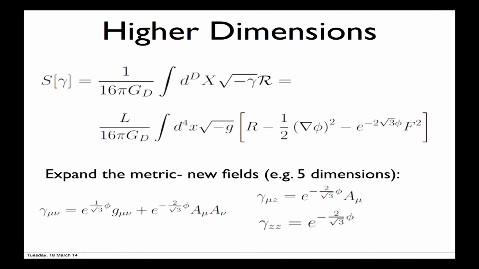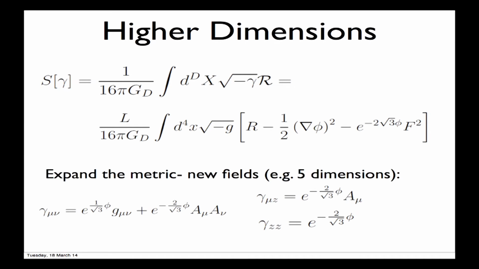Right, higher dimensions. Well, you know, we've been there and done that, right? So the idea is that suppose you look at theory in d dimensions, and you decide to reduce it to a 4-dimensional theory plus stuff. Suppose we have a 5-dimensional theory, a la Kaluza-Klein, and we reduce it to a 4-dimensional theory plus stuff.